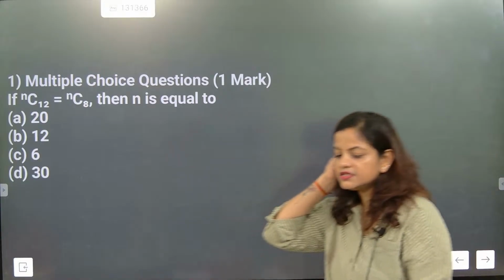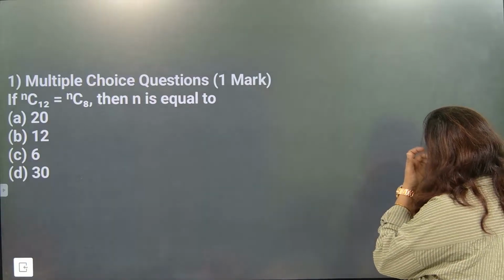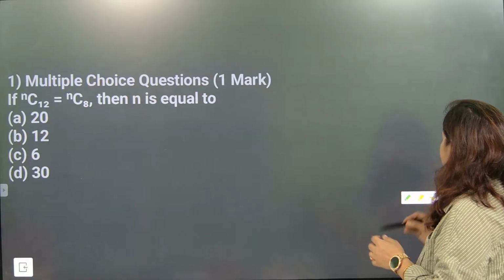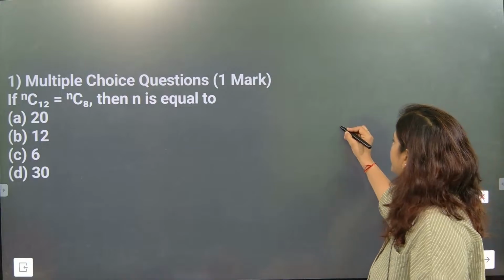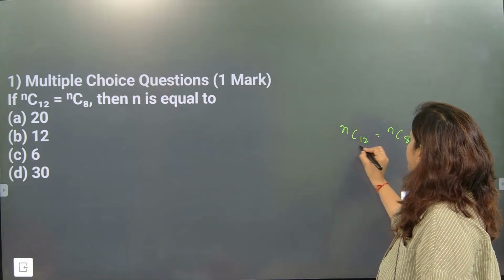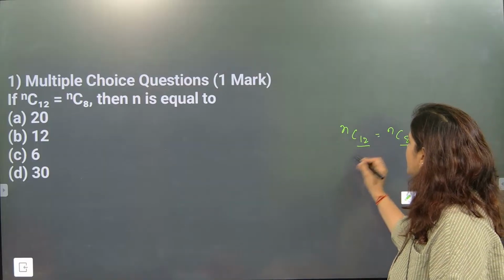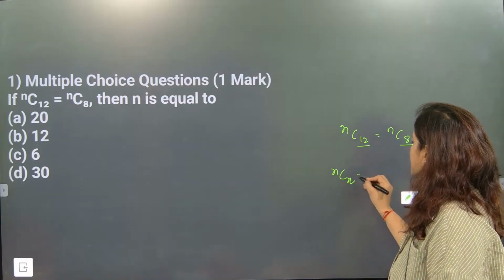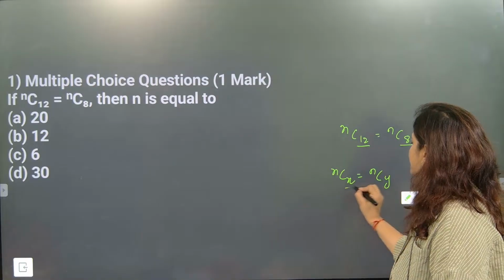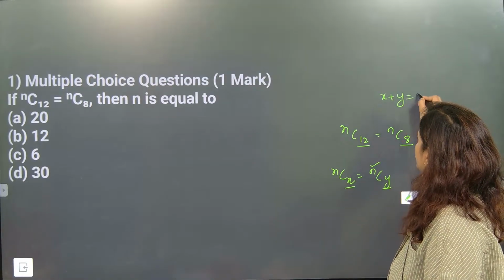Yes, the other condition is this one only, that there are two conditions here. How to write this one out? That is the other condition. One is if nC12 = nC8, just add these two. This is one condition. Another condition is nCx = nCy, that means this plus this should be equal to n, that is x + y = n.